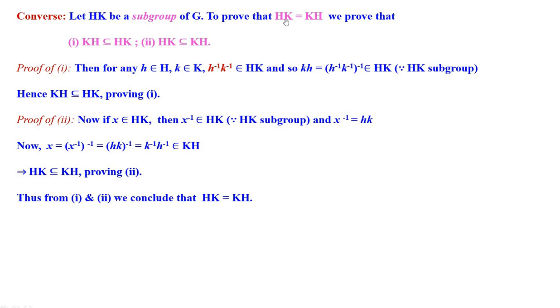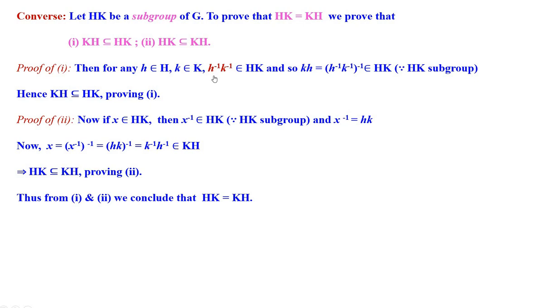Now for the converse part, we shall assume HK to be a subgroup of G. What we need to prove is HK is equal to KH. We prove this by showing that KH is contained in HK and HK is contained in KH. Once we establish these two inclusions, we get what is required. Now to prove the first one, we consider for any H in capital H and K in capital K, H inverse, K inverse. This part is to be remembered.